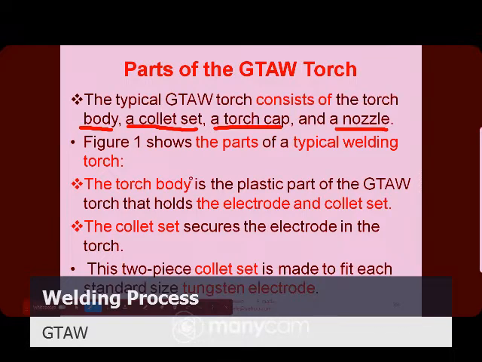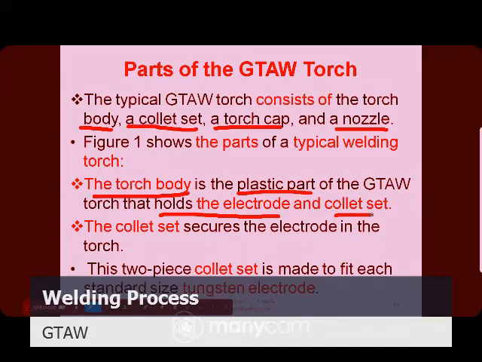These are the parts of the torch. Let us discuss the use of the torch body and which part of the torch we call the torch body. It is the plastic part of the gas tungsten arc welding torch that holds the electrodes.